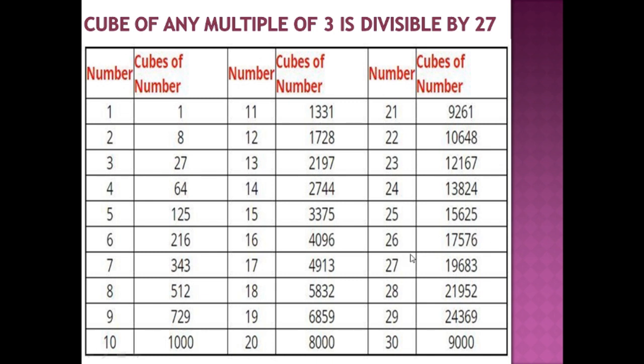I'm going to take another number which is in the table of 3, suppose 21. First of all, find the cube of 21. Then your answer will be 9261. This number will be divisible by 27. Divide this number by 27 and you will find that it is divisible.